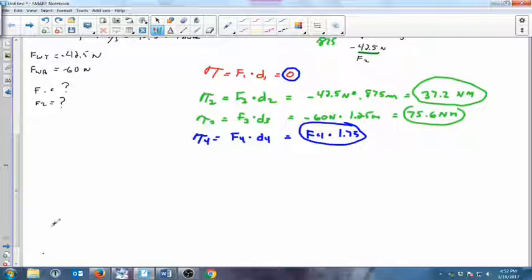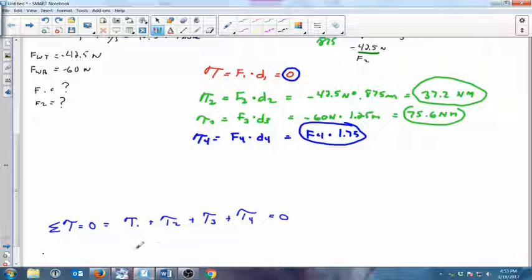So, remember the symbol? It means sum. Sum of all the torques are equal to 0. That means torque 1 plus torque 2 plus torque 3 plus torque 4 must all equal 0. All right, torque 1 from up here. Well, that is 0.